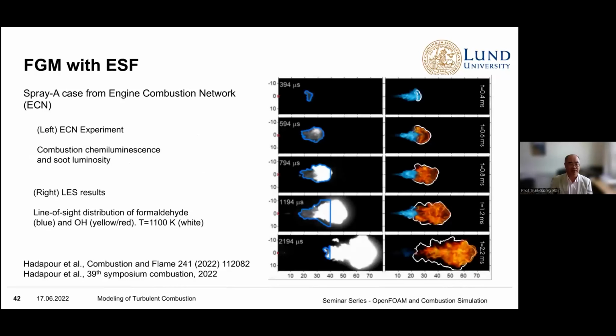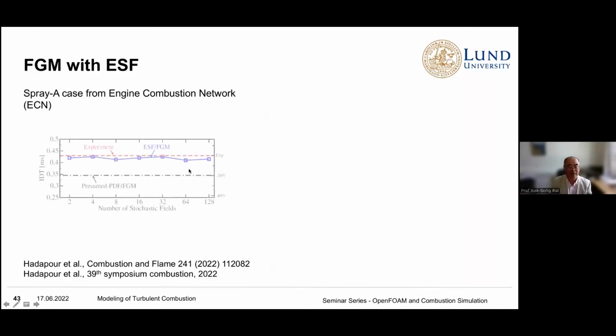And here it shows the results of the ECN spray A simulation. One can see that the calculation can capture the ignition process. Here it shows the formaldehyde, a line of the formaldehyde, and this is formaldehyde, and then OH. And the experiment shows the chemiluminescence and pseudo-luminosity. Some of this work is presented in a new paper in Combustion and Flame, and also in the symposium. So we can see that ESF with the FGM can improve the prediction of IDT.